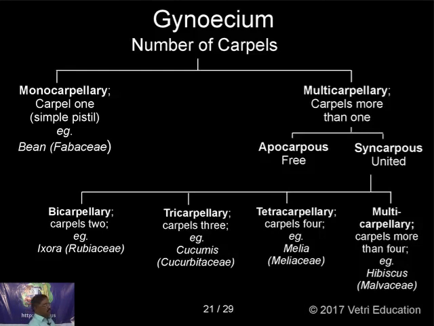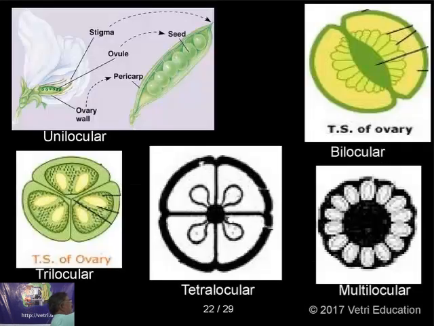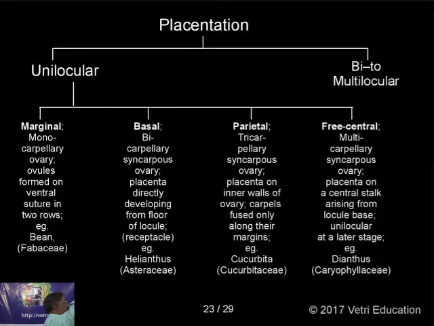In multicarpellary, you can find bicarpellary, tricarpellary, tetracarpellary and multicarpellary conditions. Here, in the unilocular ovary, you can find marginal placentation, basal placentation, parietal placentation and free central placentation. The first one, marginal placentation: the ovules are arranged on the ventral suture, unilocular. In the bilocular condition, carpellary syncarpus, the placenta directly develops from the lower side of the ovary, where the ovule is attached. That is called basal placentation.